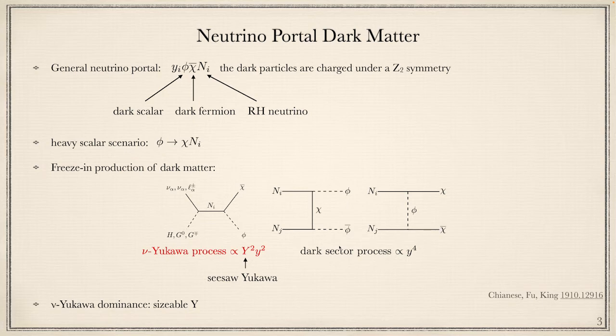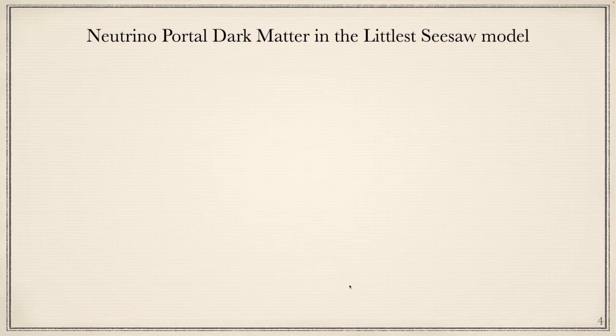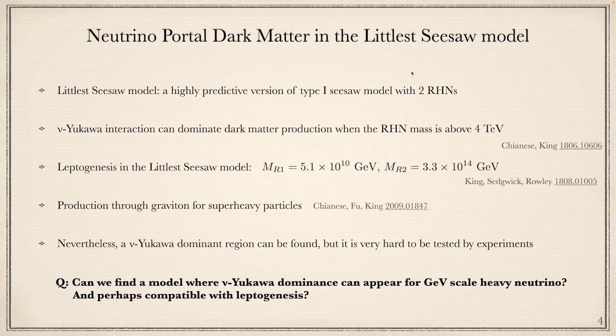In order to build a connection between neutrino physics and the dark matter, we are more interested in a case where the neutrino Yukawa process dominates dark matter production. In order to realize that, we need a sizable Seesaw Yukawa coupling. Then let's see how neutrino portal dark matter works in a model called the Littlest Seesaw model. The Littlest Seesaw model is a very predictive version of the type 1 Seesaw model with just two right-hand neutrinos, and there are also some other theoretical considerations which help us to reduce the number of free parameters.